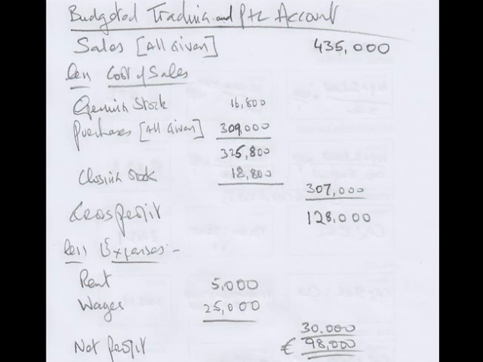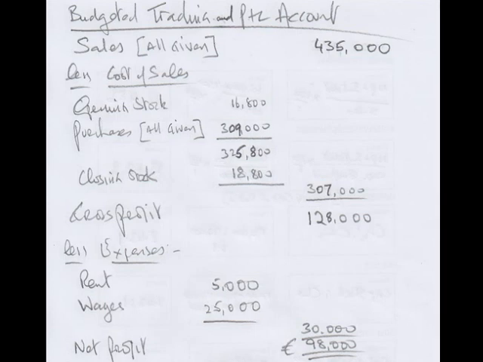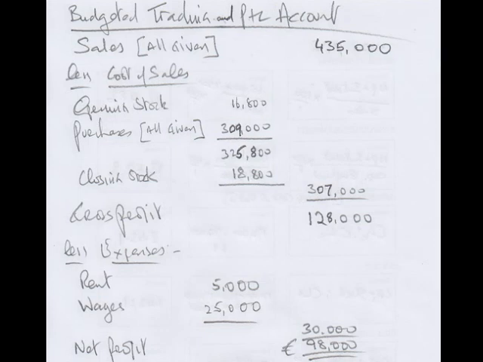Opening stock was given to us in the opening balance sheet of 16,800. Our purchases also given to us in the original question. Purchases, the 5 months credit purchases, add them all up, 309,000. Add them up, cost of goods for sale, closing stock 18,800. They told us that, so our cost of sales is 307,000, giving us a gross profit of 128,000. We've only got the 2 expenses, the 5 months rent at €1,000 a month and the 5 months wages at €5,000 a month, totaling 30,000.